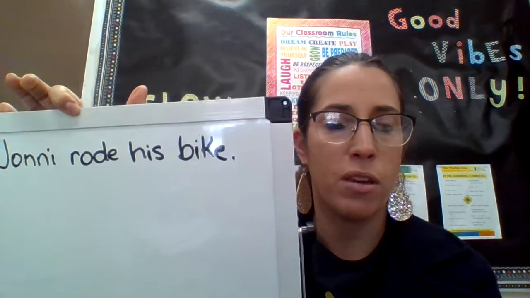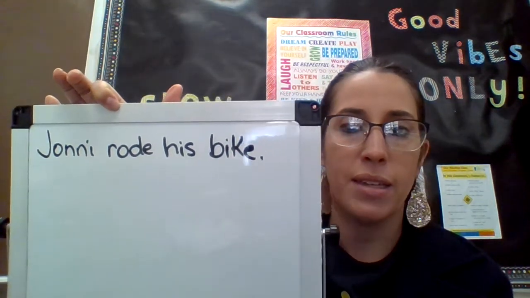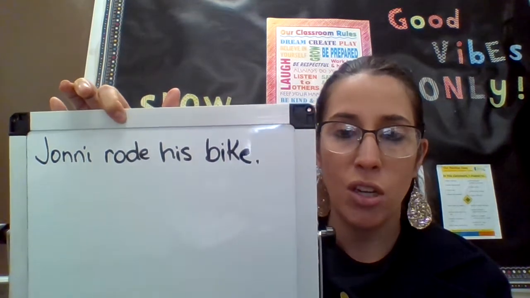So the first thing we are going to review is identifying the subject. The subject is who or what is doing the action. That would be Johnny. We have talked about the simple subject and the complete subject. So the simple subject is just the main word that's doing the action of the sentence.